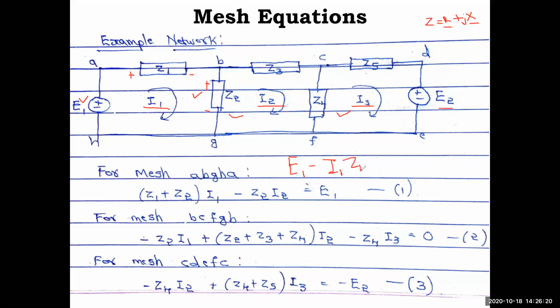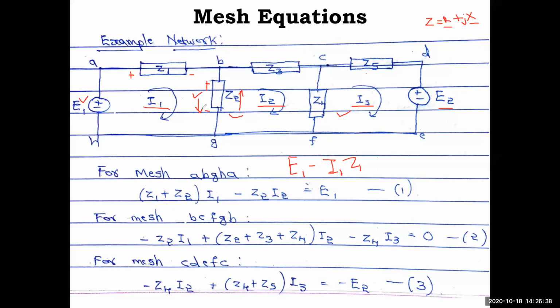Z1. Next I have Z2, but this Z2 element does not belong to only mesh 1, it belongs to mesh 2 also. That's why the current will be calculated like this: here the current direction is like this, whereas here the current direction is upward. That means they are opposite.